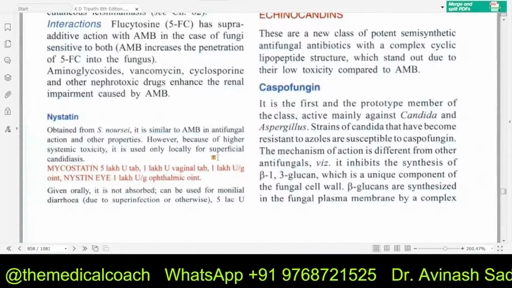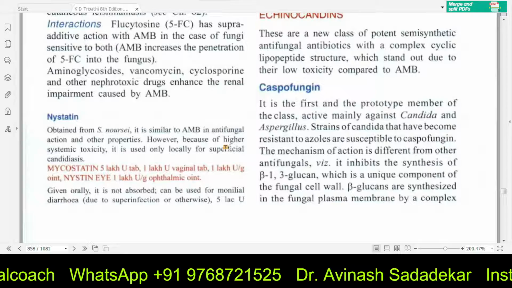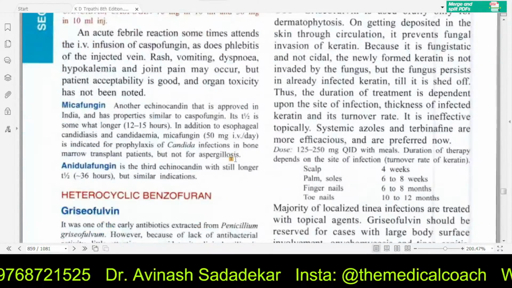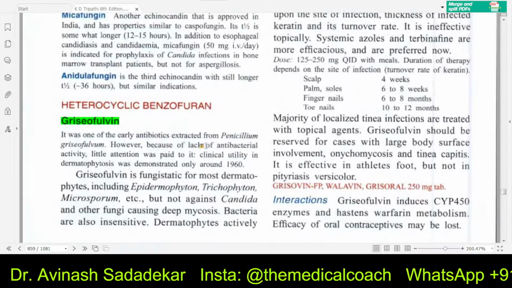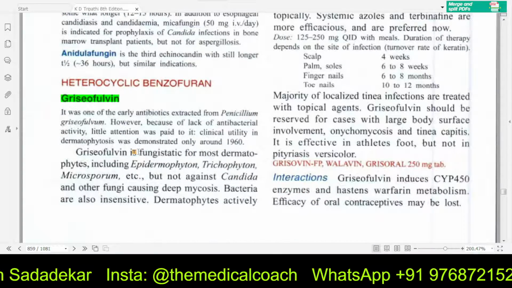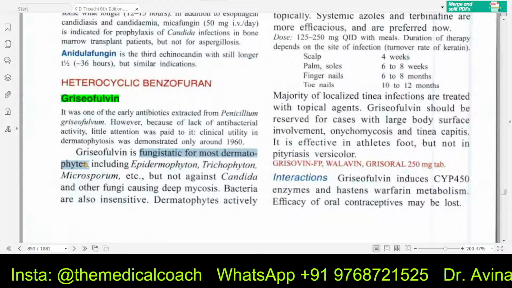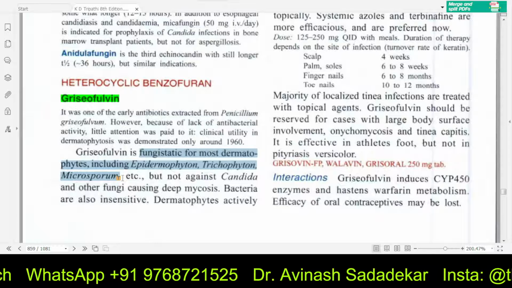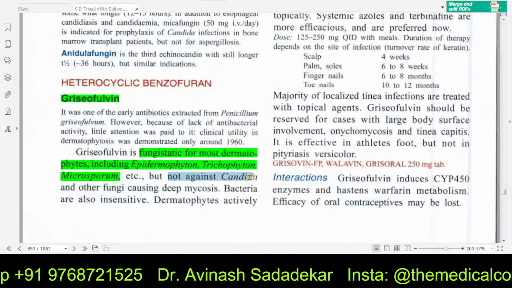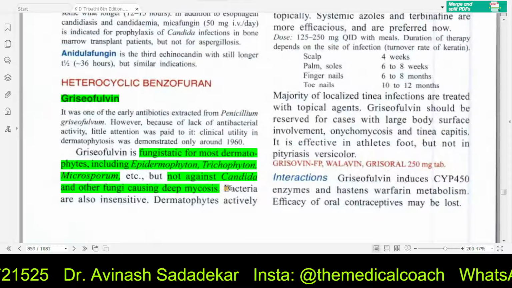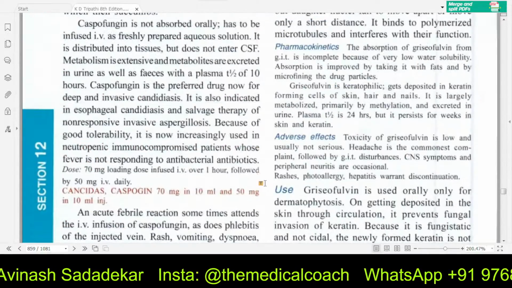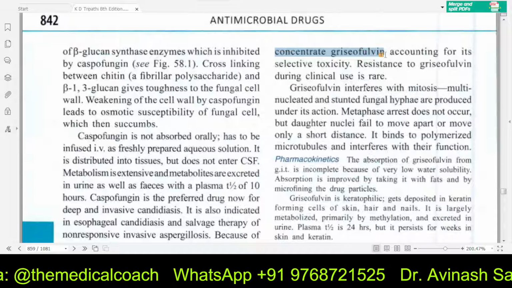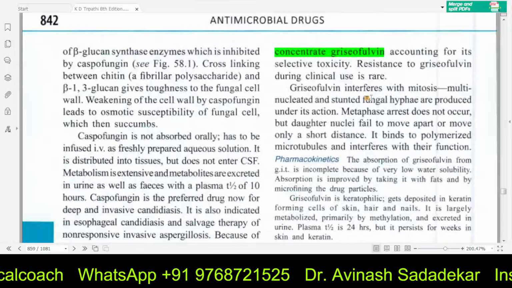The next medicine that you have to do, don't do caspofungin, nobody's interested in that. I would directly jump to griseofulvin. I'll just directly explain it to you. It is fungistatic for dermatophytes. So skin infection causing fungus: epidermophyton, trichophyton and microsporum, not against any other. Bacteria will not be affected. Dermatophytic activity is important because they can concentrate griseofulvin, so they are selectively more affected.